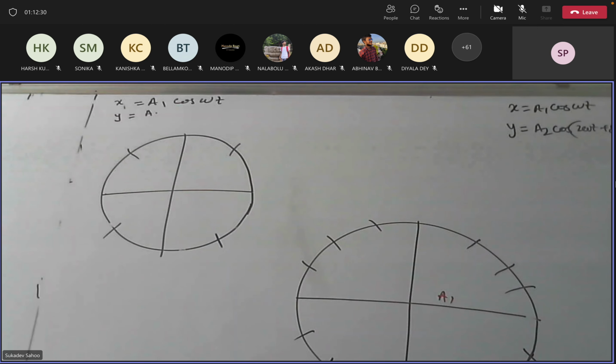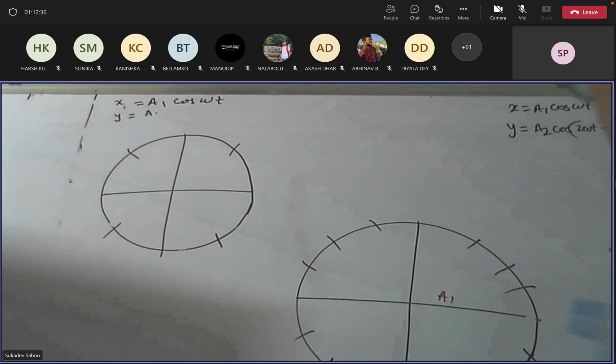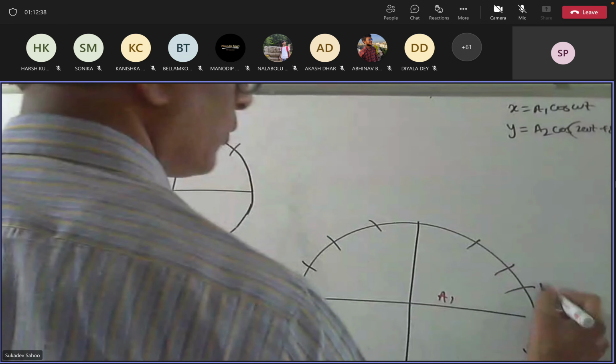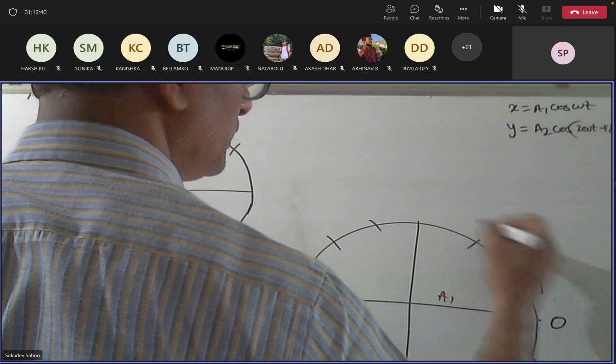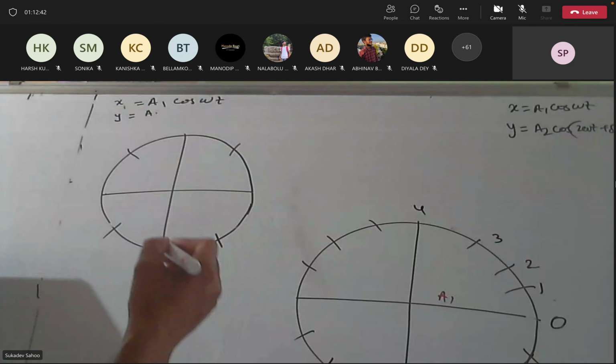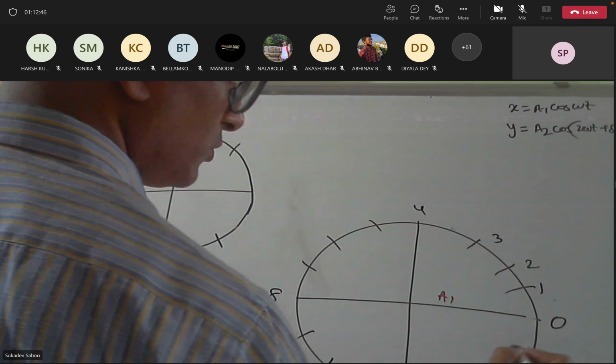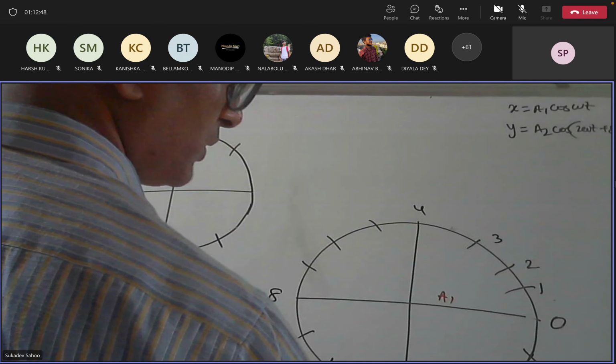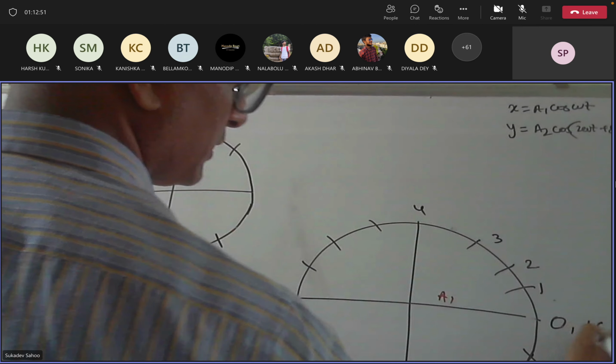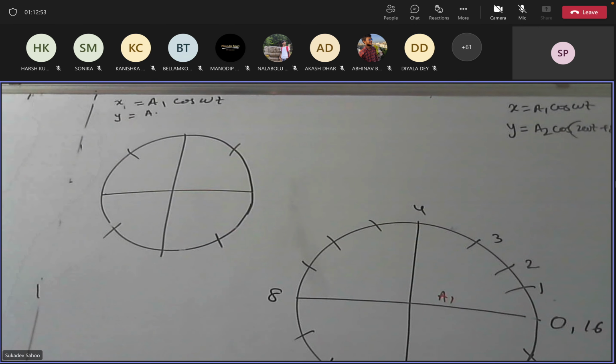Now comes to the phase difference numbering. Now comes to the point numbering. For the first one, I have made the numbering 0, 1, 2, 3, 4, 8, 12, 13, 14, 15, 16. Like this.